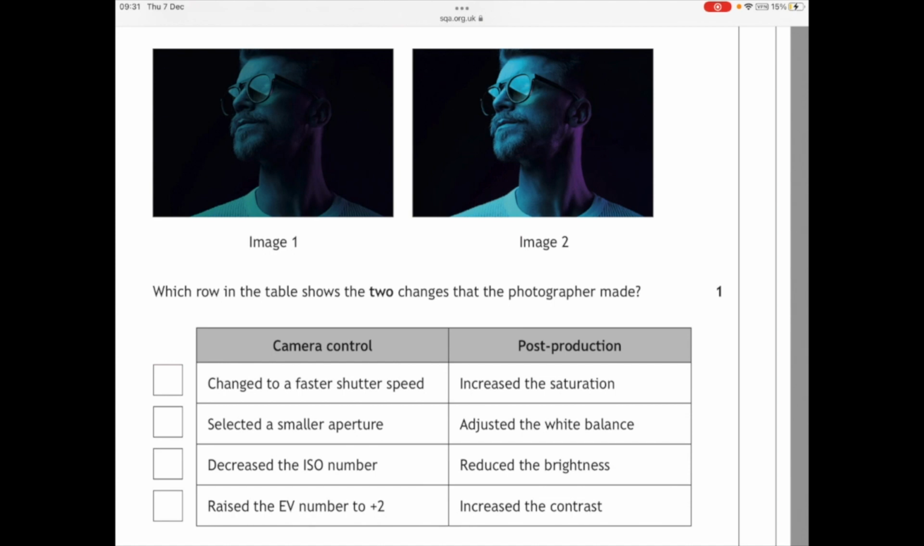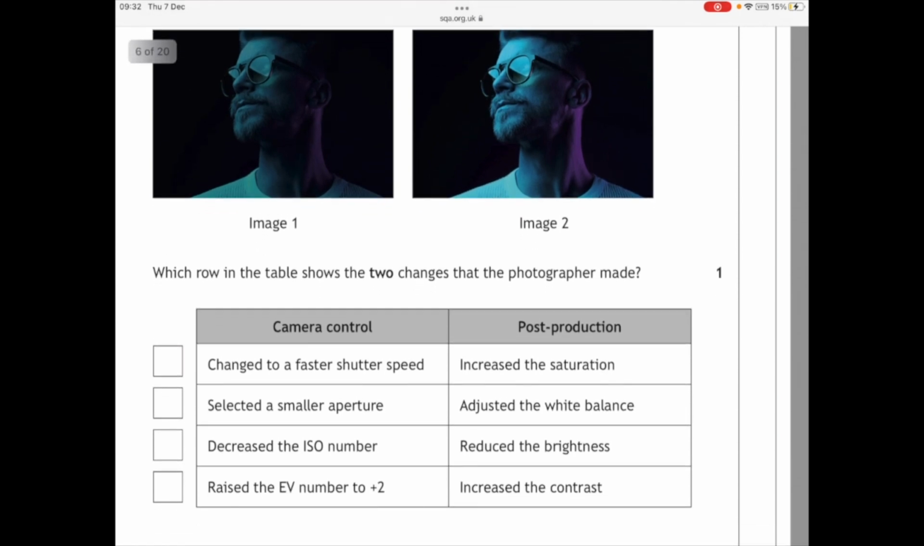The first one says change to a faster shutter speed. Now, if you use a faster shutter speed, your image is going to get darker. So that would make image 2 darker than image 1. Increase the saturation. The saturation's not been changed there at all. So the colours in the image are the same. If the saturation's been changed, normally the colours are a lot more intense.